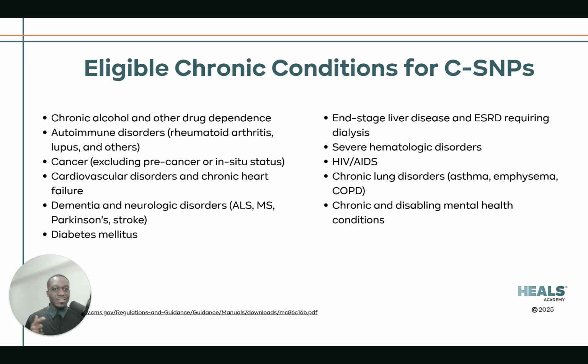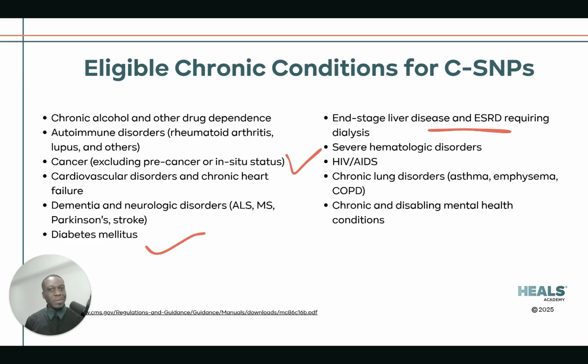Some of the chronic conditions that make one eligible for enrollment into C-SNPs include chronic alcohol and other drug dependence, autoimmune disorders, rheumatoid arthritis, lupus, and others, cancer, cardiovascular disorders and chronic heart failure, dementia, neurological disorders, and diabetes, end-stage renal disease (ESRD), severe hematologic disorders, HIV/AIDS, chronic lung disorders, and chronic and disabling mental health conditions. These are all some of the chronic conditions that make one eligible to select C-SNPs. And even for plans that are offering the C-SNPs, these are some of the conditions that members will have.